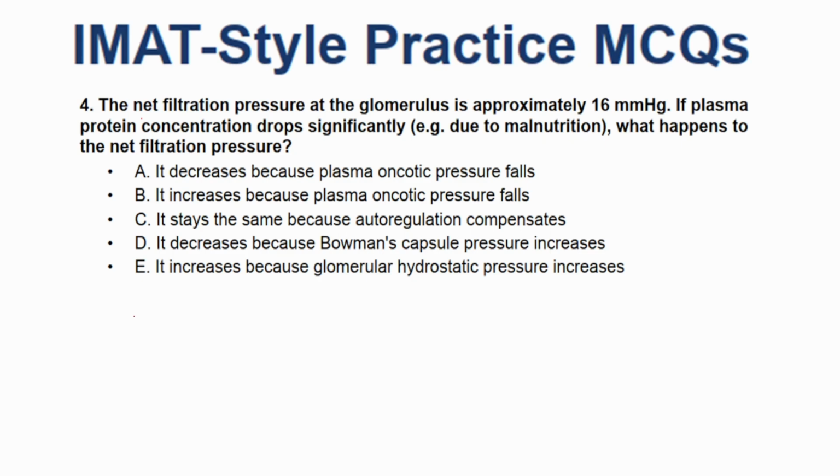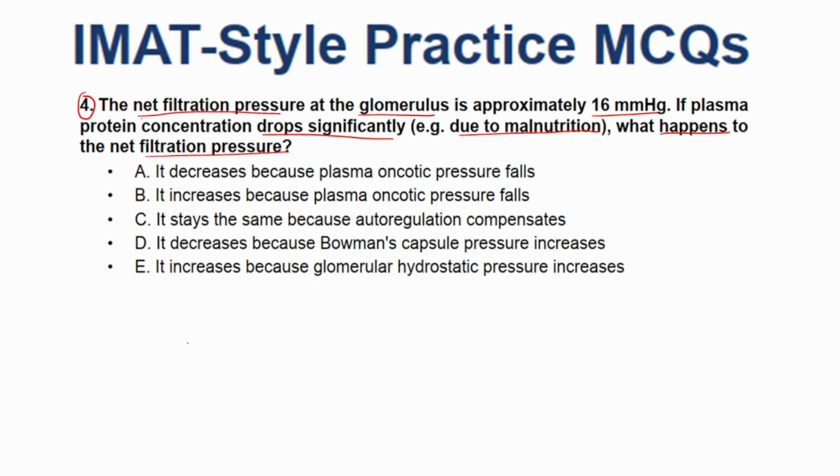When systemic oncotic pressures collapse due to nutritional deficits, the Starling forces across the fenestrated capillary walls shift instantly toward hyperfiltration. Question 4 regarding that reads, the net filtration pressure at the glomerulus is approximately 16 millimeters of mercury. If plasma protein concentration drops significantly, for example due to malnutrition, what happens to the net filtration pressure? To unravel the answer, let's look at the underlying mechanism first.